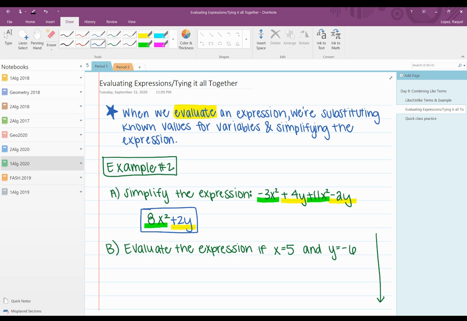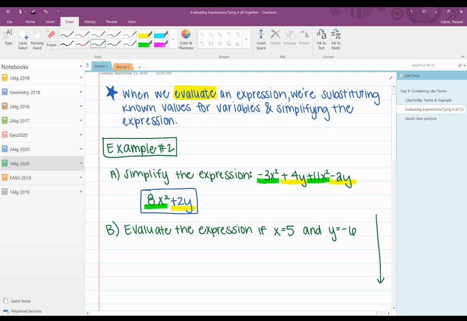Part B is saying evaluate the expression if x equals 5 and y equals negative 6. So remember, evaluate means we're going to substitute our known values in for our variables. Our expression right now is 8x squared plus 2y. But in part B, they're telling us that x is going to equal 5 and y is going to equal negative 6. So we're going to substitute those values in.